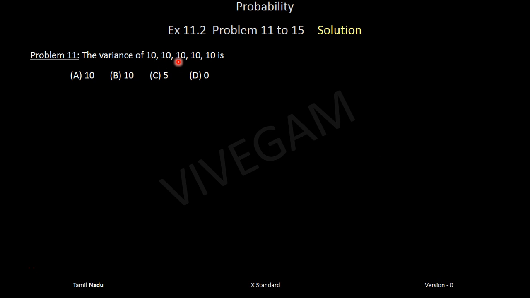There is no variation at all. Just one look at it, without going into any calculation, common sense will tell us there is no variation at all. So therefore the variance is 0. And mathematically also we can prove it.